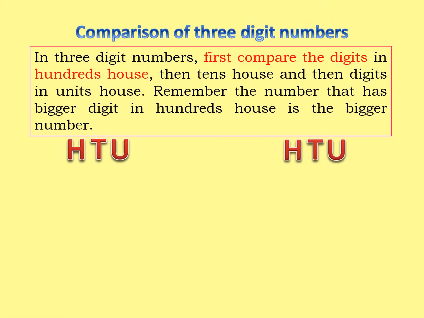Now, let's compare three-digit numbers. In three-digit numbers, first we have to compare the digit in hundreds house. If hundreds place digits are same, then we have to see the digits in tens place. And if the digits in tens place are same, then we have to see the digits in units place. Let's take an example. 608 and 322. Let's compare the digit in hundreds place. In the number 608, 6 is the hundreds place digit, and in 322, 3 is the hundreds place digit. 6 is greater than 3. Therefore, 608 is greater than 322.